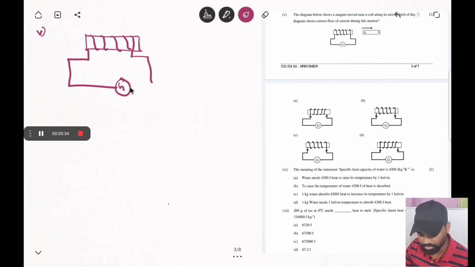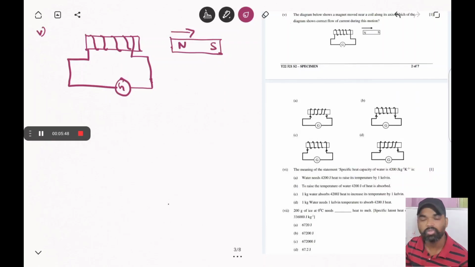So this is your diagram. This is the galvanometer. Now this is your magnet and it's moving in this direction. This is the north pole. This is your south pole. So what will happen? Remember Lenz's law?